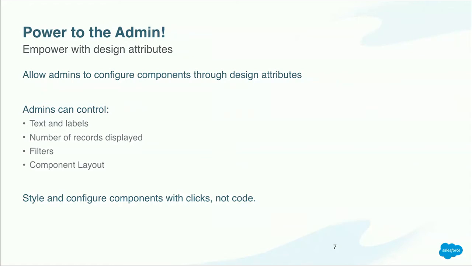And then component layout. So for instance, in our example, we'll have a grid system that we use in our component, and I can allow the admin to say, hey, I want to display 2 columns versus 1 column or whatever, and change that look and feel as well. So a very useful feature there to give power to the admin. And again, the whole goal of these two features is to style and configure those components through an administrative way or through Community Builder rather than through code.